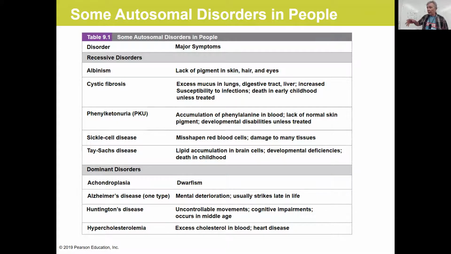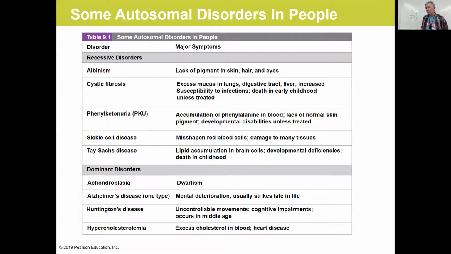Phenylketonuria is an inability of breaking down an amino acid called phenylalanine. So all you have to do is just avoid phenylalanine for the rest of your life, and the rest of your life could be completely normal. Some of them are not like that. There's nothing you can do about it.